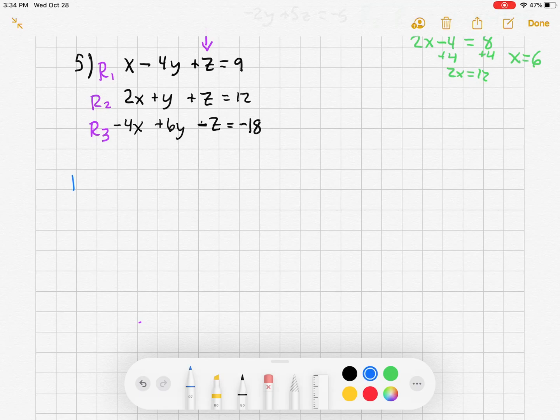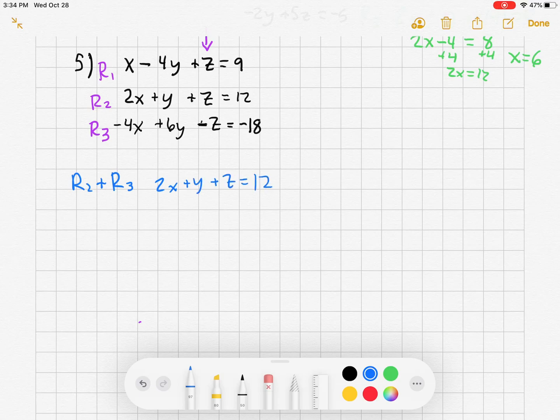Let's add R2 plus R3. We're going to add these two because they just happen to give us what we need. So we have 2x plus y. I'm just going to rewrite them. So we add them together, we get negative 2x plus 7y equals negative 6. Great. We'll do the same thing, but this time with R1 and R3.